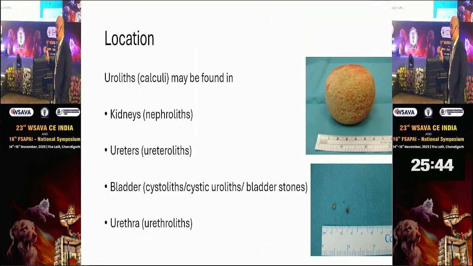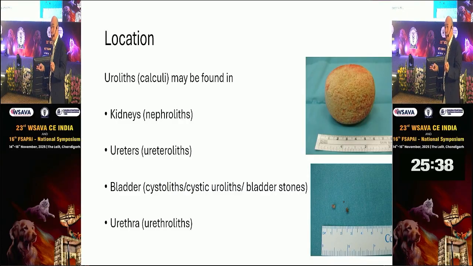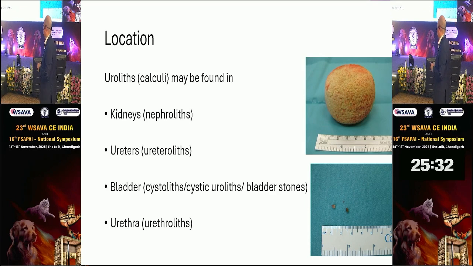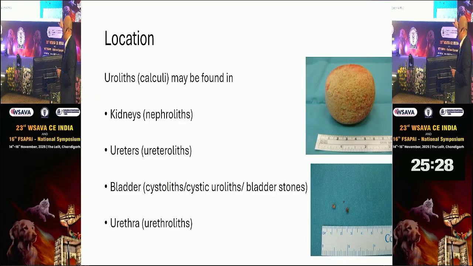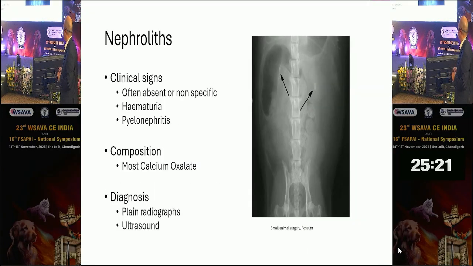But uroliths, again, can be found anywhere in the system because they form when you essentially have too much of the salts in your urine, and you get sedimentation and then aggregation of all these sediments to form these little stones, and we name them based on their location. So they're nephroliths if they're in the kidneys, they're ureteroliths if they're in the urethra, and so on and so forth. So this is not uncommon to see on radiographs, signs of nephroliths.